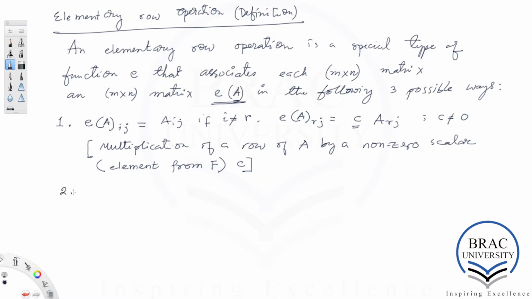The second one tells us that E of A ij is equal to A ij as long as i is not equal to r, and E of A rj is equal to A rj plus c times A sj.